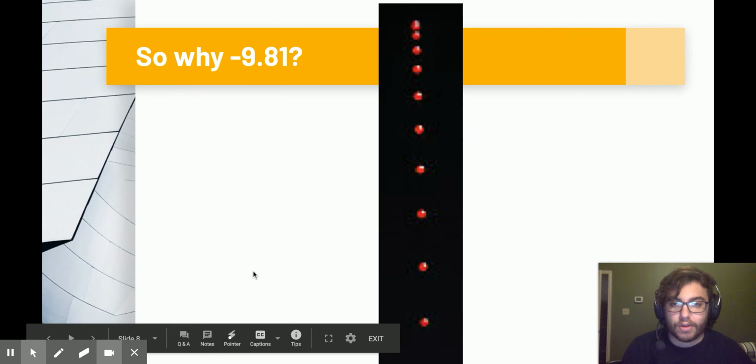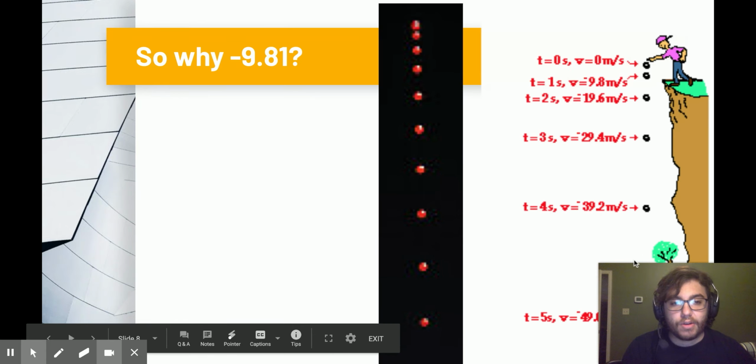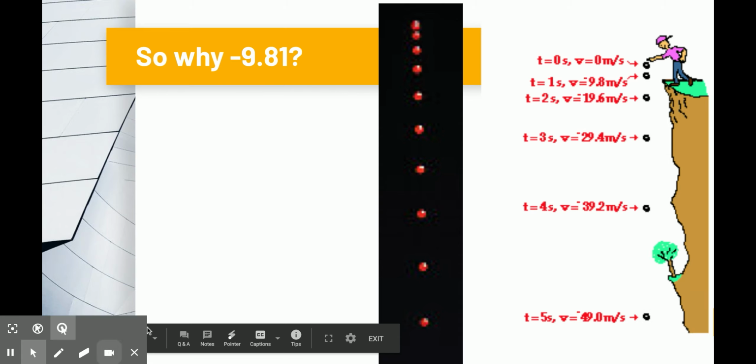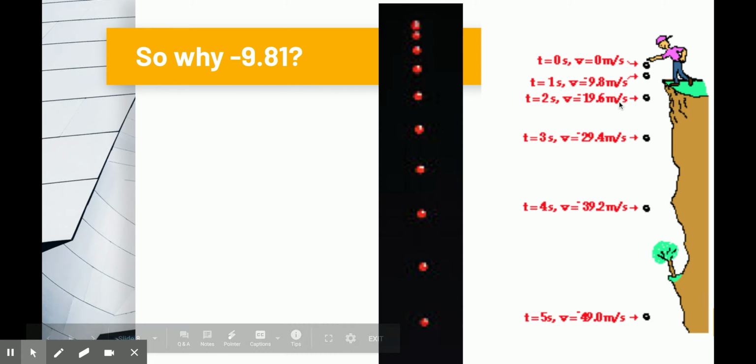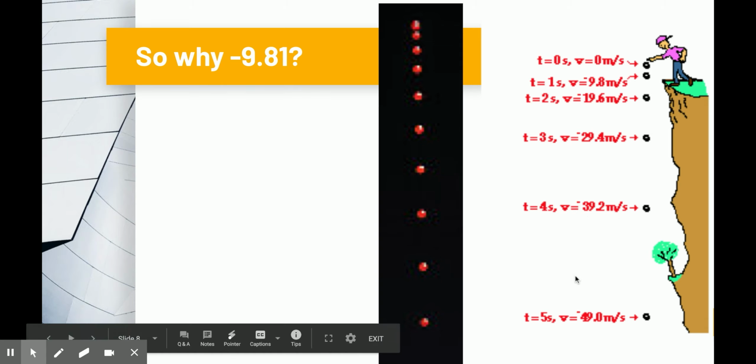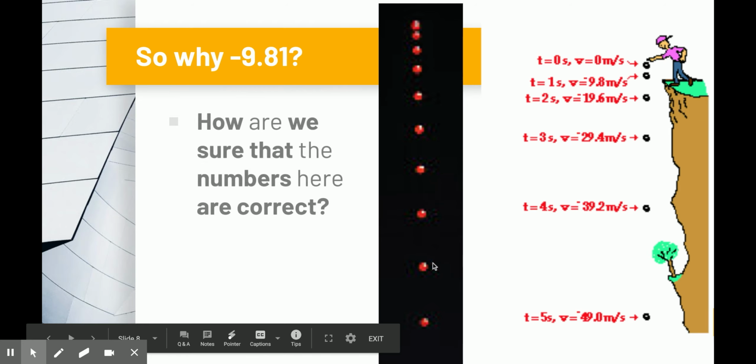So like I was saying, why is it negative 9.8? Well, let's look at this image real quick. At 0 seconds, we're at 0 meters per second. At 1 second, we're at negative 9.8 meters per second. At 2 seconds, negative 19.6. It's just decreasing by 9.8 each time. Or if you want to think about it, we're increasing in value, but just going in the negative direction. And by 5 seconds, we're already at negative 49 meters per second.